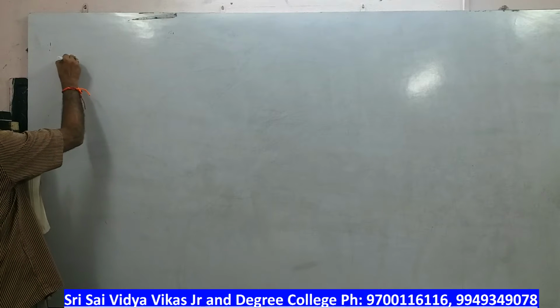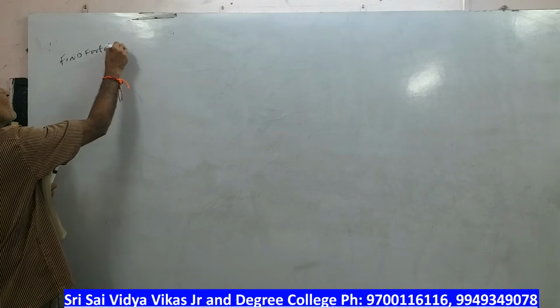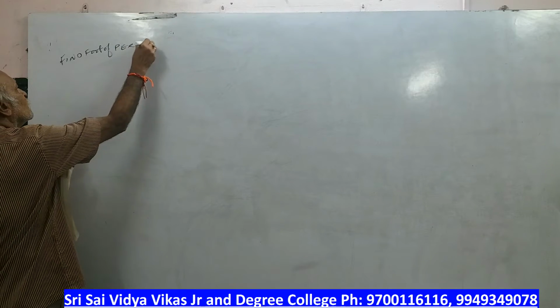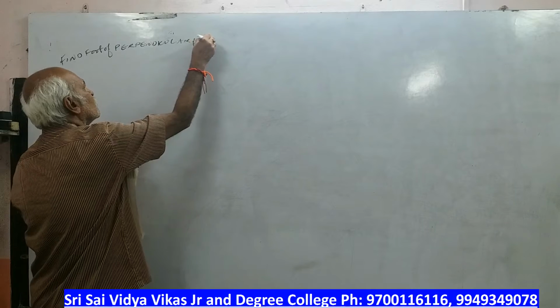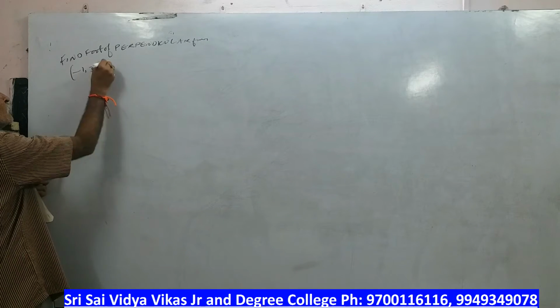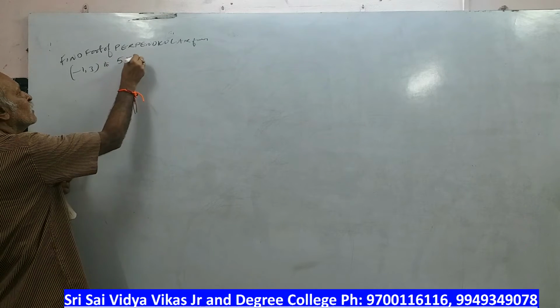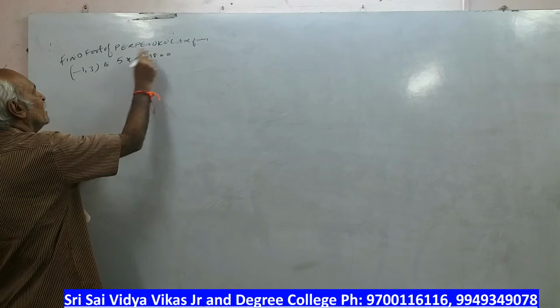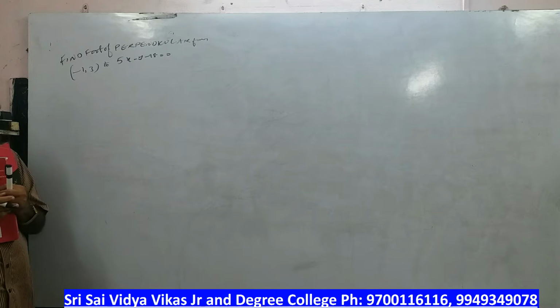Find the foot of the perpendicular from minus 1 comma 3 to the line 5x minus y minus 18 is equal to 0.